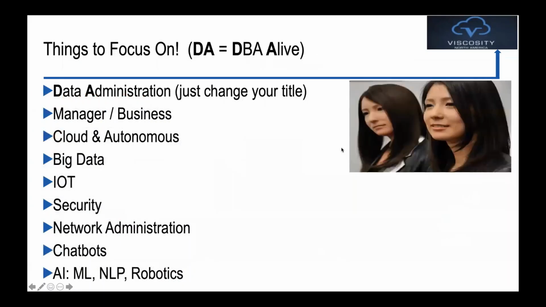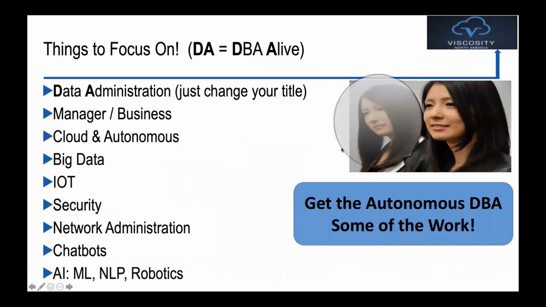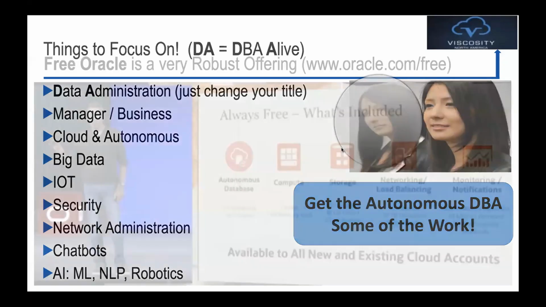How's the DBA going to stay alive? Use your twin, your autonomous database, to do some of the work for you, so that you could focus on things like AI, machine learning, robotics, and some of the key things. But you've got to set it up right. What's important now? Get to 19C and start to get this going.